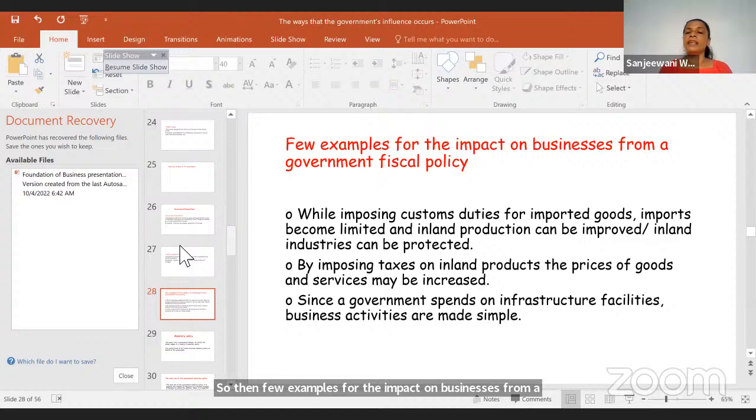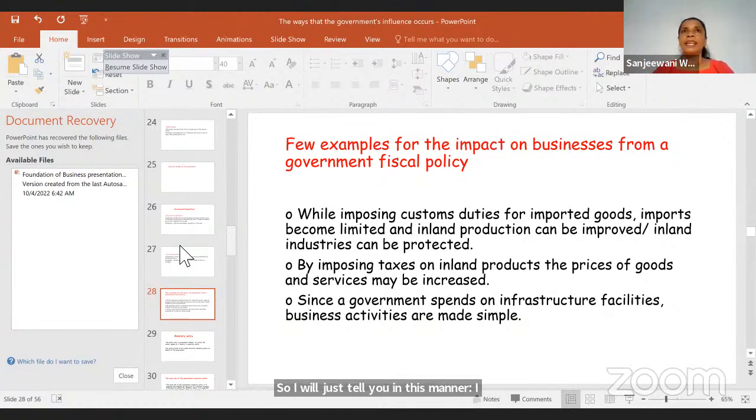So when imposing customs duties on imported goods, what will happen? Imports become limited, and Indian production can be improved. By imposing taxes on Indian products, what will happen? The prices of goods and services will also increase. When the government spends on infrastructure facilities, business activities are made simple. So I will just tell you in this manner.